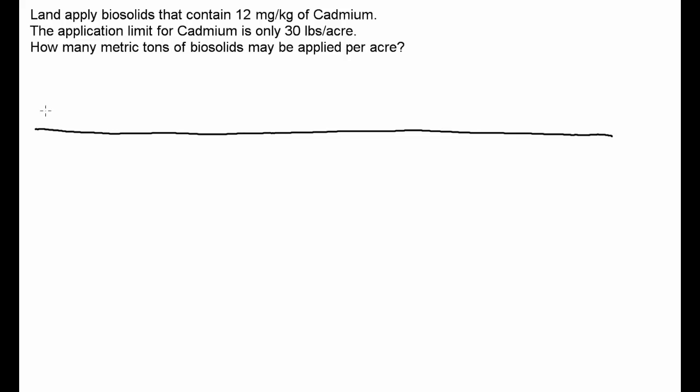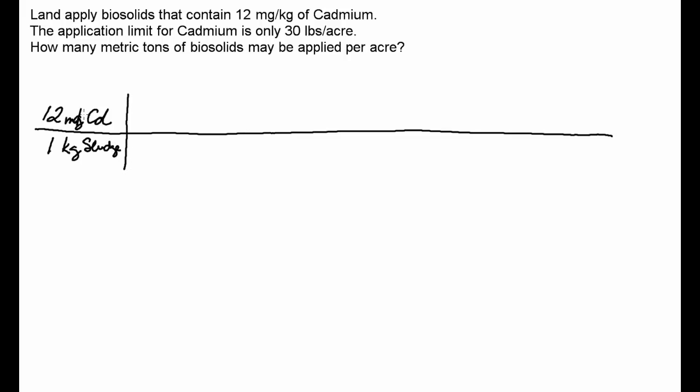And it gets tricky because you have to keep track of two different weights at the same time. So it becomes important to write everything down very clearly. So we've got 12 milligrams of cadmium per 1 kilogram of sludge biosolids.